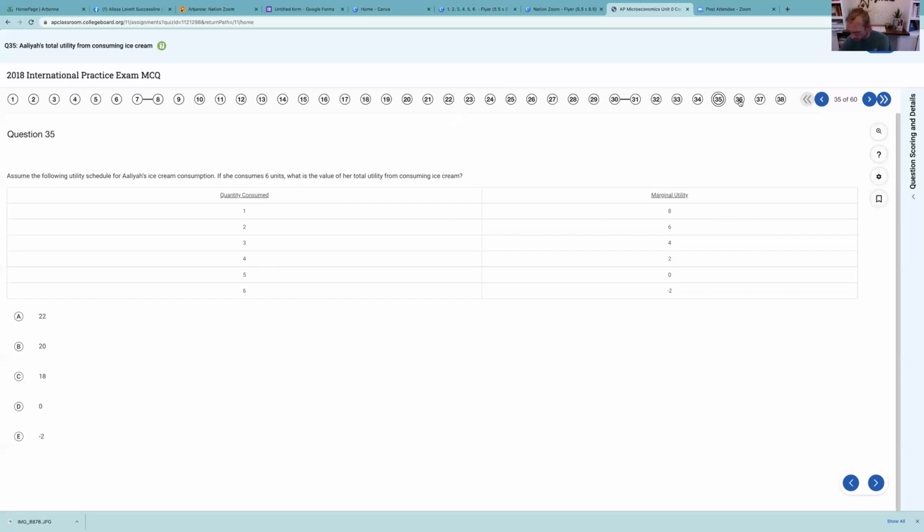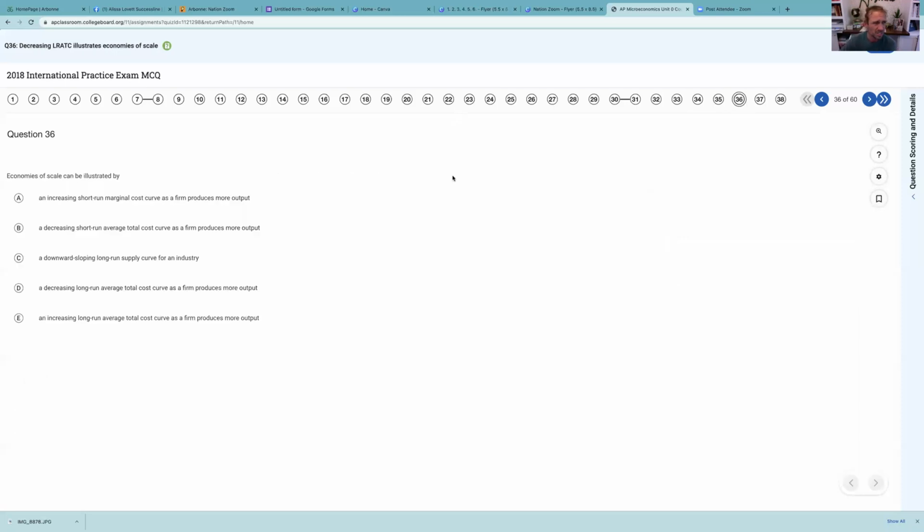Okay. Number 36. Economies of scale. So anytime you see economies of scale, diseconomies of scale, or constant returns to scale, we're talking long run average total cost curve. Economies of scale is when a firm is becoming more efficient as judged by a greater percentage of output than the percent change in inputs.